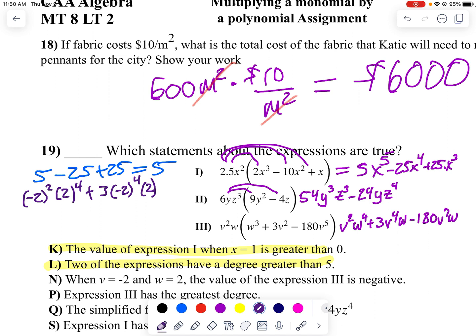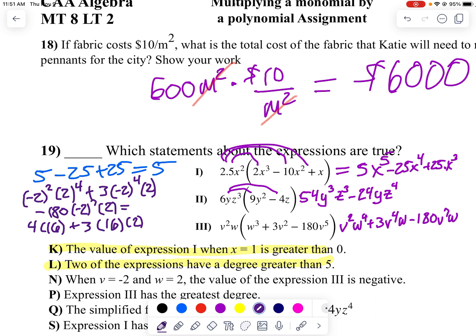Then minus 180, and then v to the seventh, so it'll be negative 2 to the seventh, and times positive 2. Well, when I square negative, I get a positive. So my first term is going to be 4 times 2 to the fourth, which is 16. And then plus 3, negative 2 to the fourth will be a positive 16, times 2.